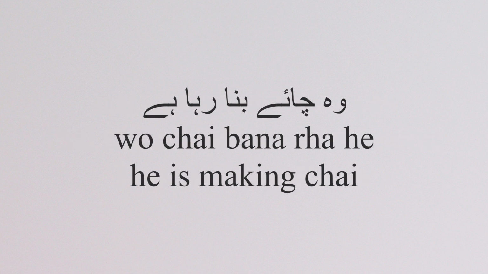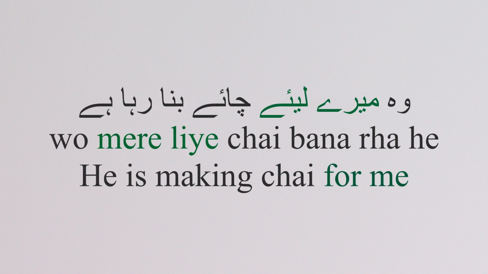वो चाय बना रहा है. He is making chai. वो मेरे लिए चाय बना रहा है. मेरे लिए is for me. The same principle applies here. So मैं is I and के लिए is for. So मैं and के combine to form मेरे. मेरे लिए is for me. वो मेरे लिए चाय बना रहा है. He is making chai for me.